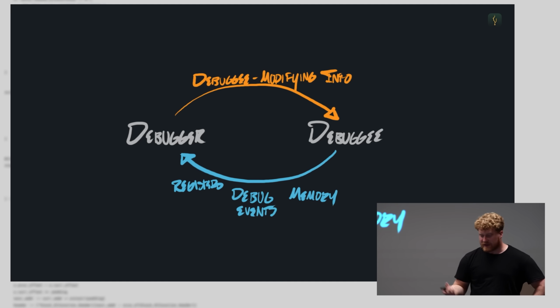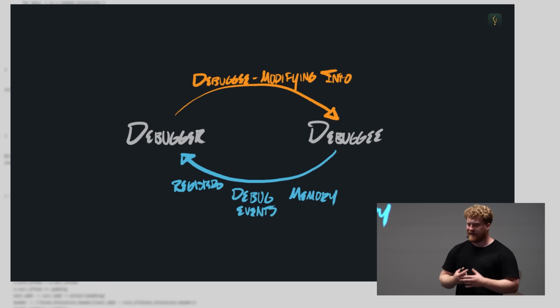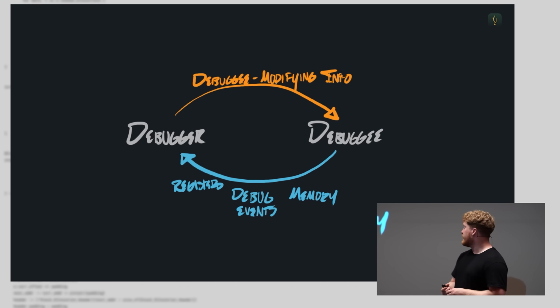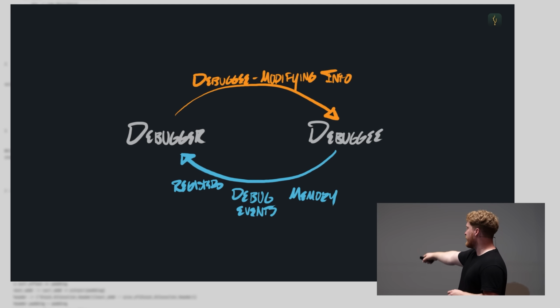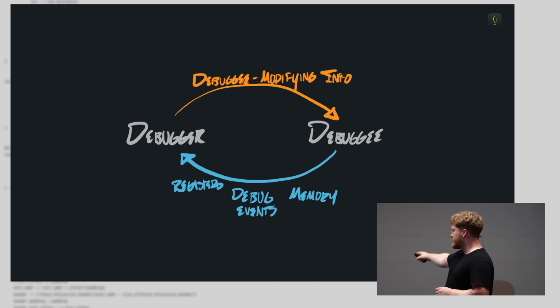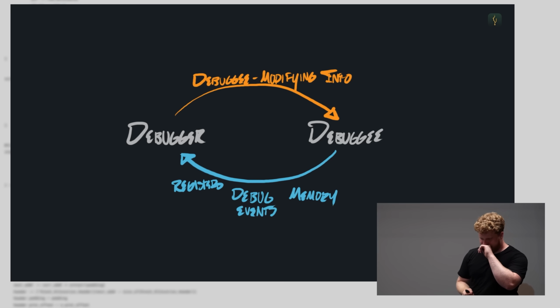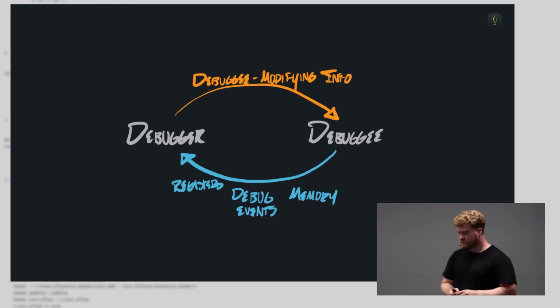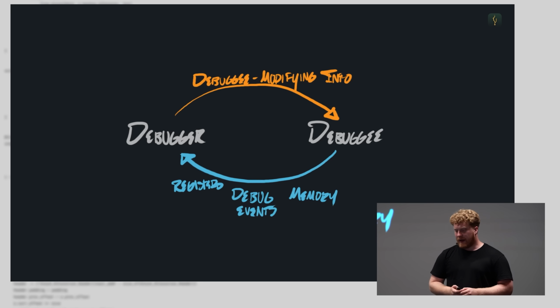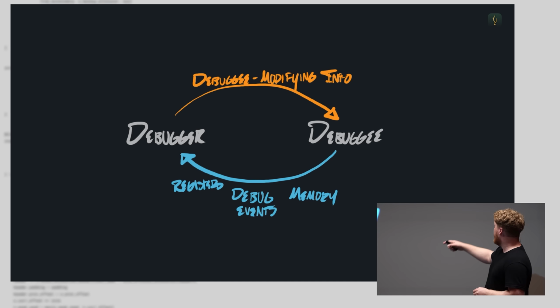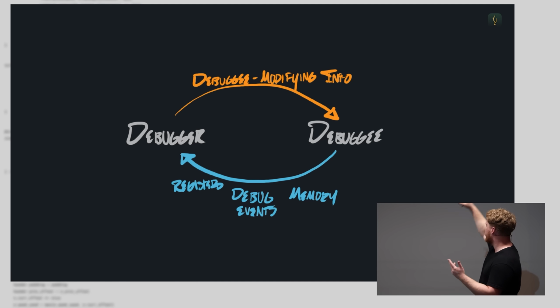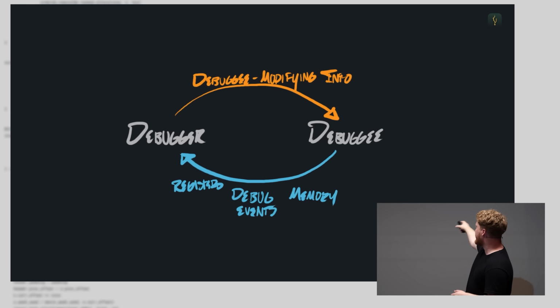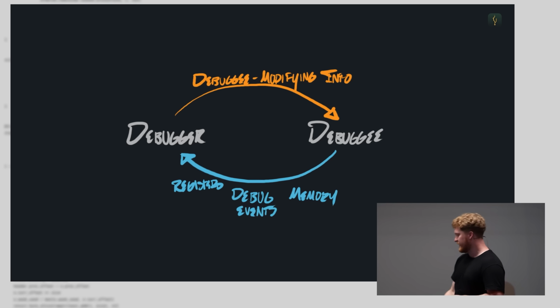So this interleaved execution, like I said, the debugger can do a bunch of things like read registers, write registers, read debug events, or obtain debug events, read memory, write memory, and so on. That covers all of it, right? Reading is the blue, and writing is the orange.